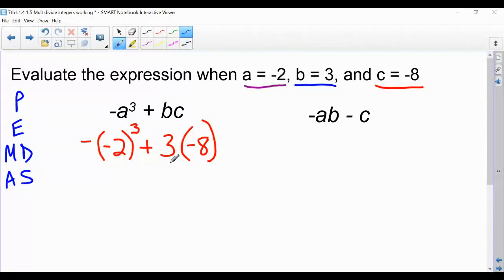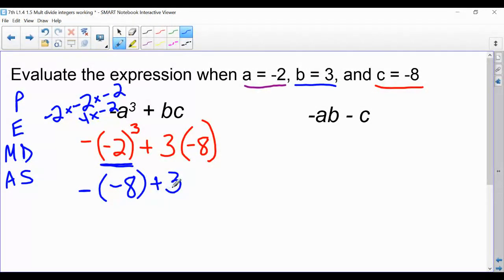parentheses. We don't have any parentheses that have math inside of them or an operation inside of them that we have to do. So we'll go on to exponents. And if we look at exponents, we have -2 to the power of 3. This problem looks like -2 times -2 times -2. -2 times -2 is 4. 4 times -2 is -8. We still have this negative sign out front here, so we can't forget that yet. Plus 3 times -8.